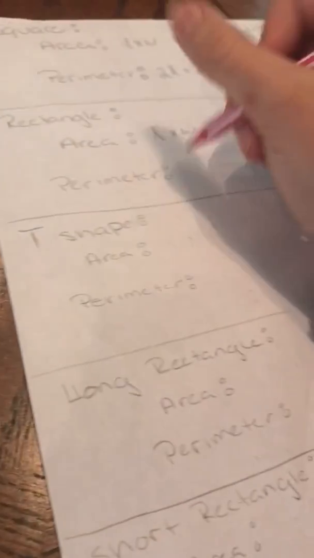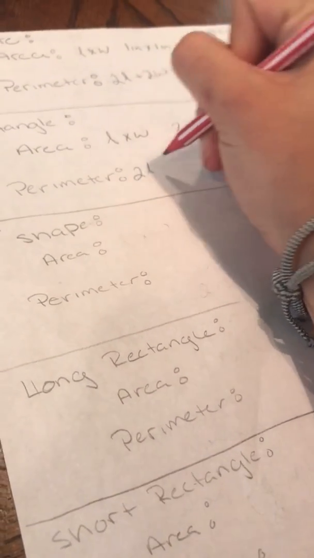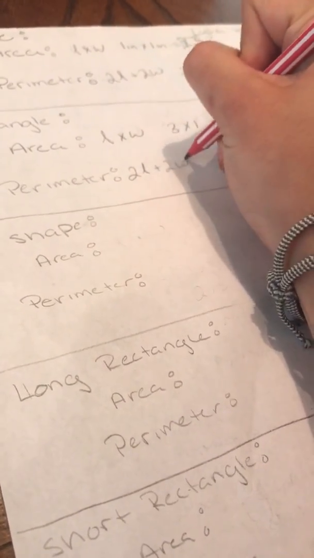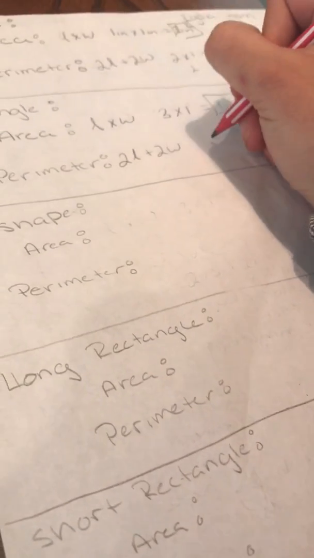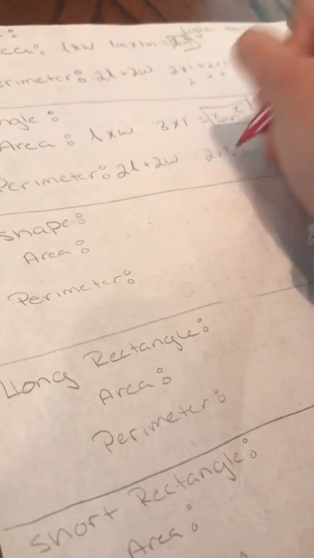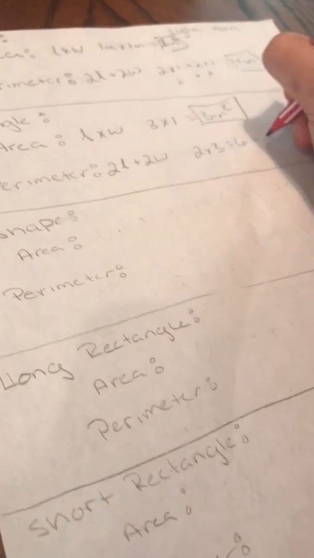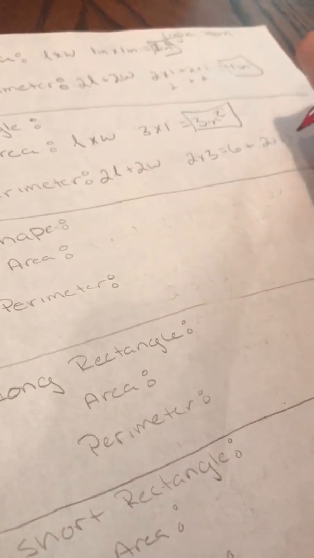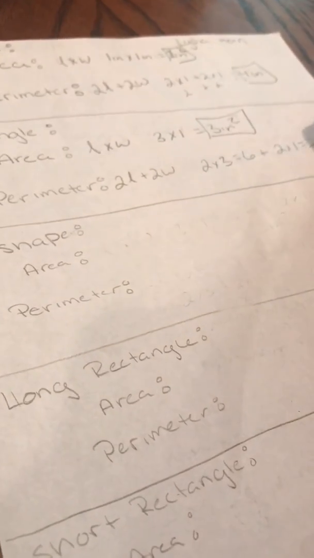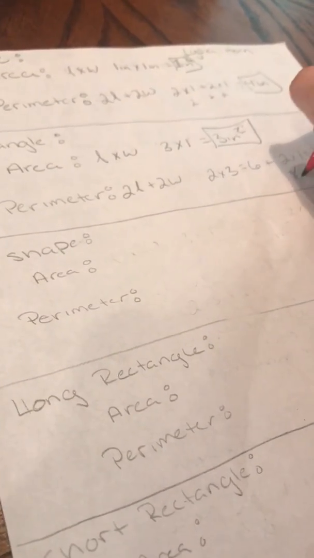Now the perimeter. We're going to go 2 times the length plus 2 times the width. 2 times 3 is 6, plus 2 times 1, which is 2, and 6 plus 2 equals 8 inches. And that is our perimeter for our rectangle.